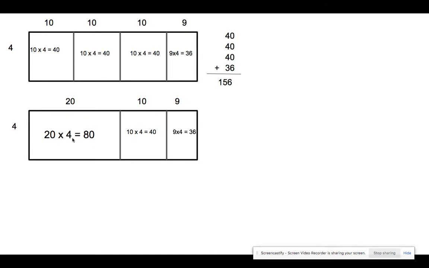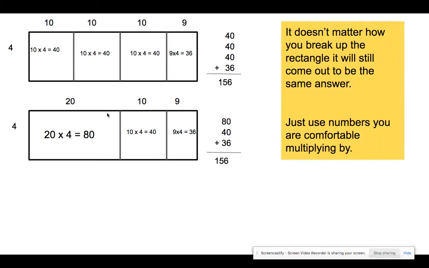So now I'm going to add these three answers together. So I'm going to go 80 plus 40 plus 36. And again, the same thing, equals 156. So again, 20 plus 10 plus 9 is 39 times 4. So it doesn't matter, that's the whole point of this, is saying that it doesn't matter how you choose to break up the rectangle, it will still come out to be the same answer.